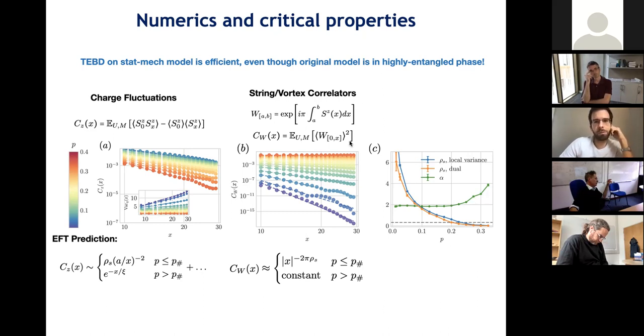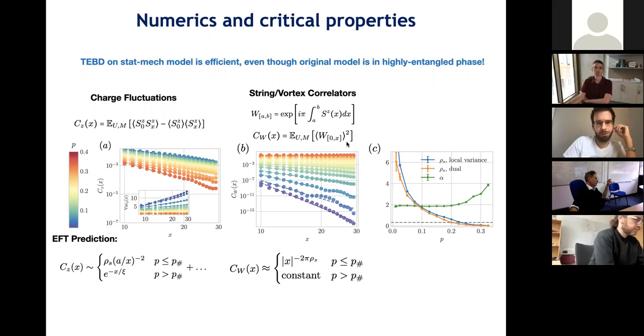And so this is really a non-trivial prediction of the field theory, if you want. If we can construct string-like operators or vortex correlators, we can construct operators that look like this. They're well-defined on the lattice. This is actually just the parity of charge. It's like the product of Z on an interval. So this is a non-local observable. It's like a string order parameter, if you want.